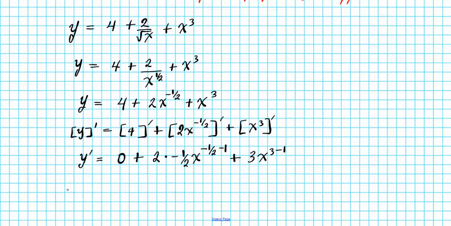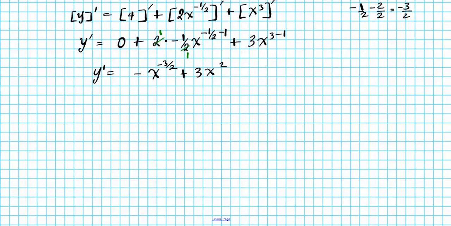Now let's see, y prime is, if you simplify these two numbers right here, 2 goes here 1, 2 goes here 1, we have negative x to the negative 1/2 minus 1, which is simply negative 1/2 minus 2 over 2, which is negative 3 over 2. So we have x to the negative 3 over 2 plus 3x to the 3 minus 1, which is 2.